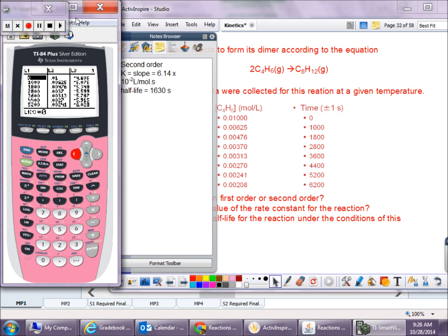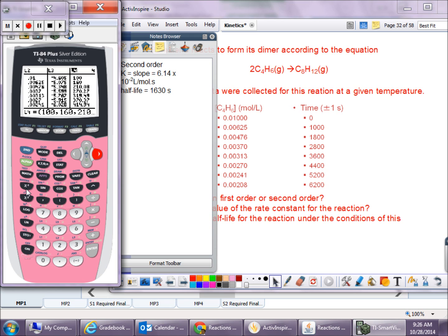And I need for you to go on top of L2, go to L3 and then take the natural log of L2, put it on L3. Then go to L4 and do L2, the reciprocal button right here.